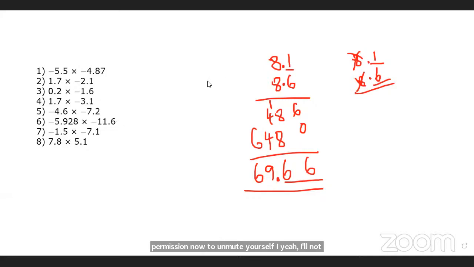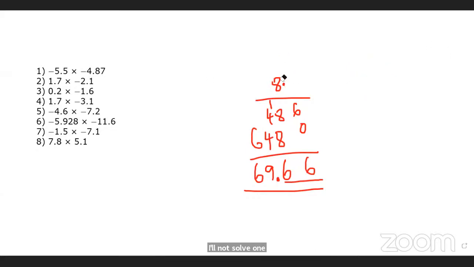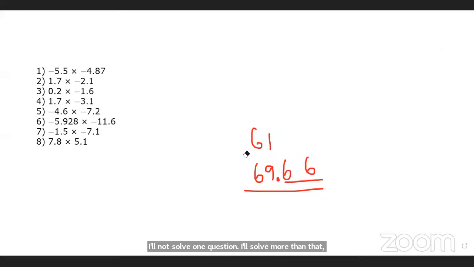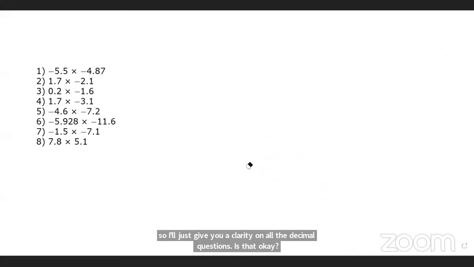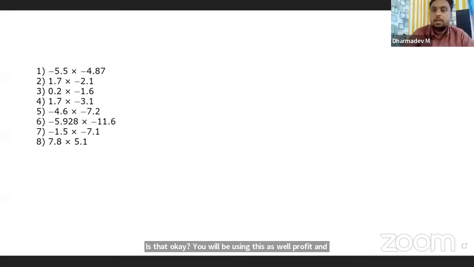I'll not solve one question, I'll solve more than that. So I'll just give you clarity on all the decimal questions. Is that okay? You will be using decimals in profit and loss related to money, interest, all over there. You have only decimals, you don't have any other concepts there. Decimals would play a big role. Did you get it? Yes, sir.